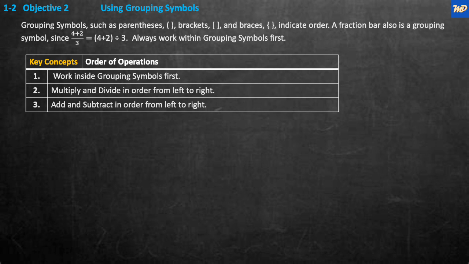Some key concepts. We've heard them before, we'll do them again. Order of operations. 1. Work inside grouping symbols first. 2. Multiply and divide in order from left to right. And then finally, 3. Add and subtract in order from left to right.